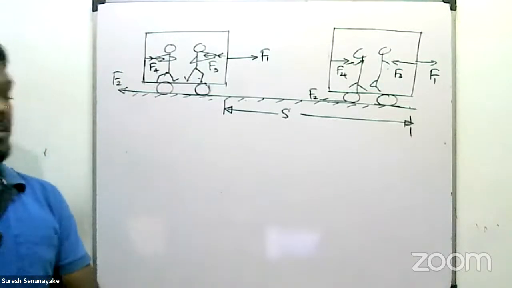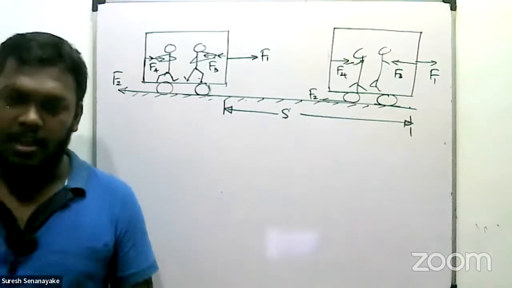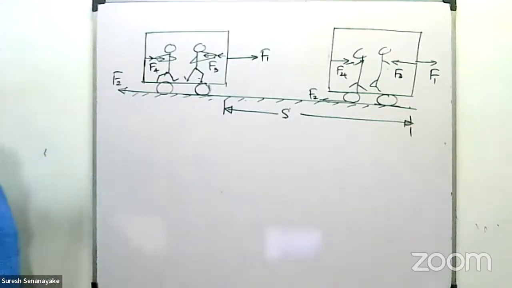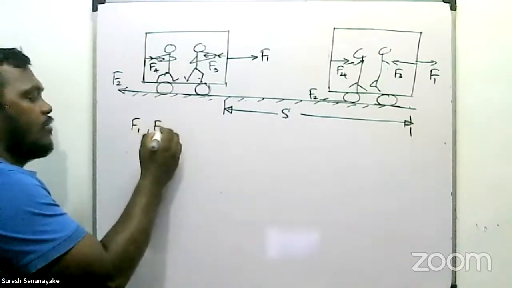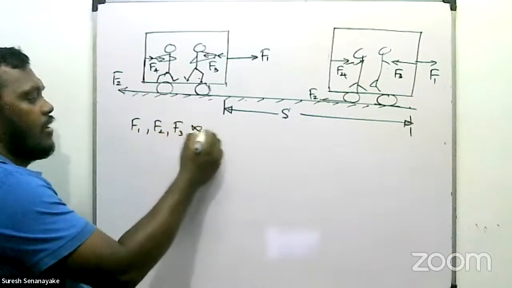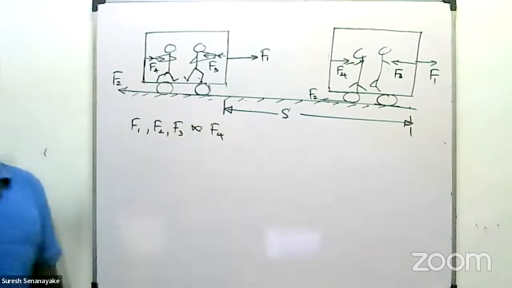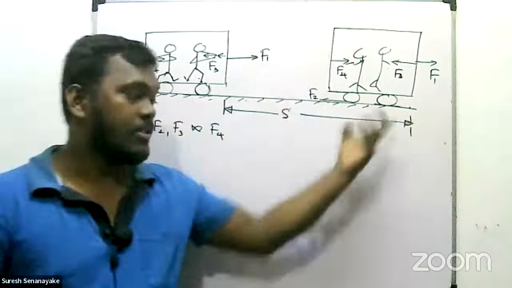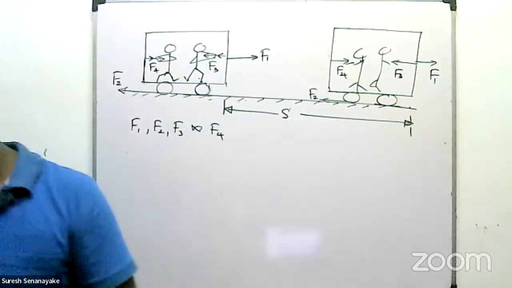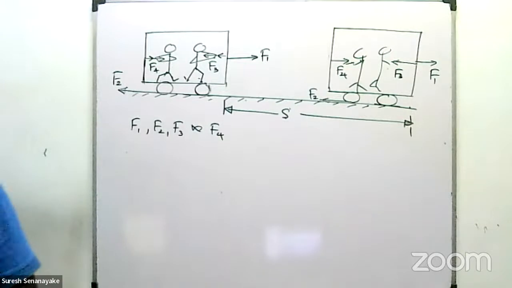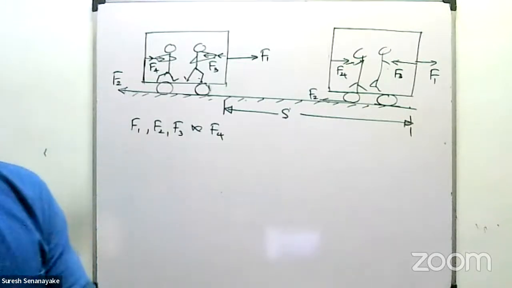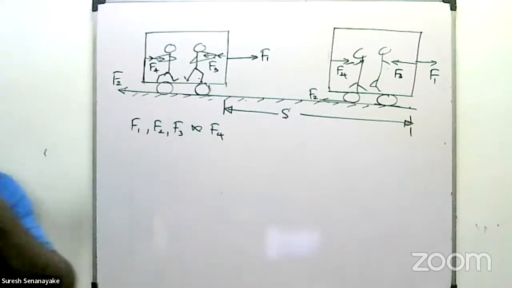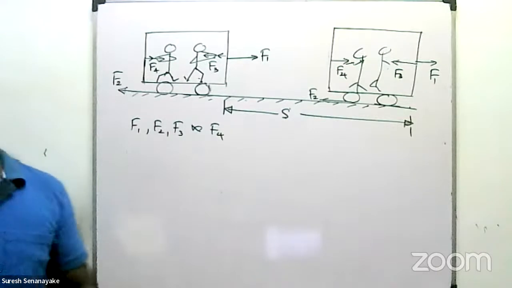Find the work done by the forces F1, F2, F3, and F4. So you need to find all the work done by all these forces acted on this. Can you tell me? Quickly write and tell me the values.